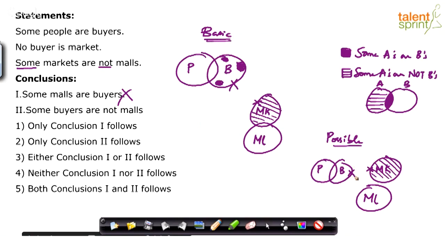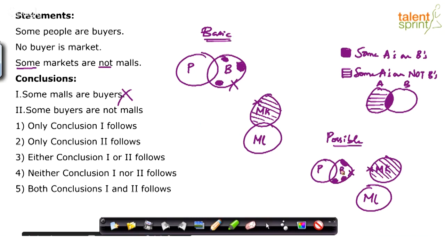Now check this possible diagram. Some buyers are not malls. Even here it satisfies. I can say these buyers are not malls, or these buyers are not malls, right? Some buyers are not malls. "All the buyers are not malls" is a different story. Again, don't get confused. Why are you saying some buyers are not malls? I can always choose some of these buyers and say that, see, these are not malls.